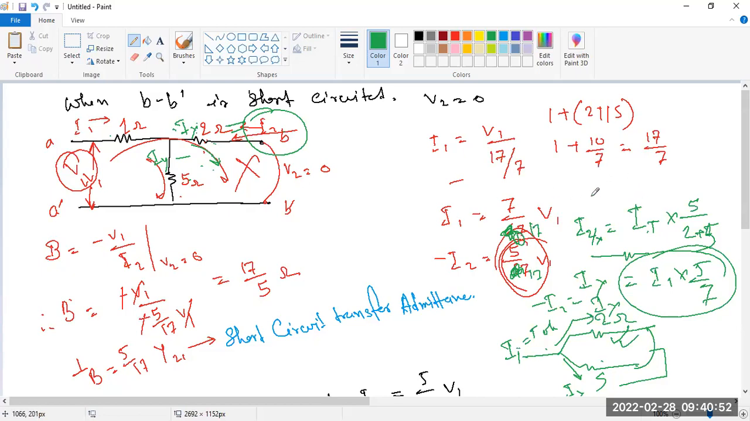No problem. The process is just to use this current division rule. And actually, this is another thing. This is not related to this green side.